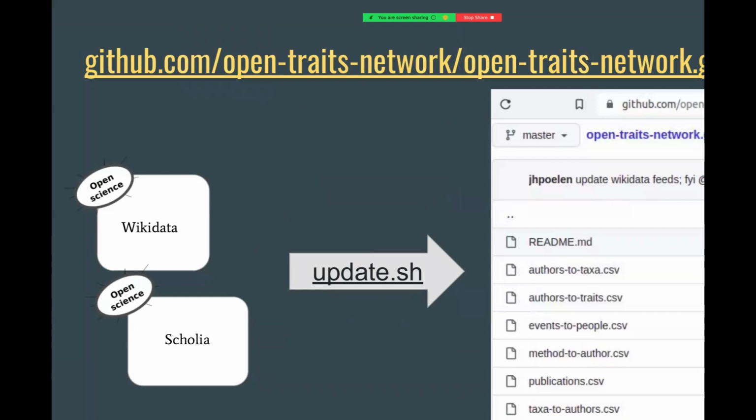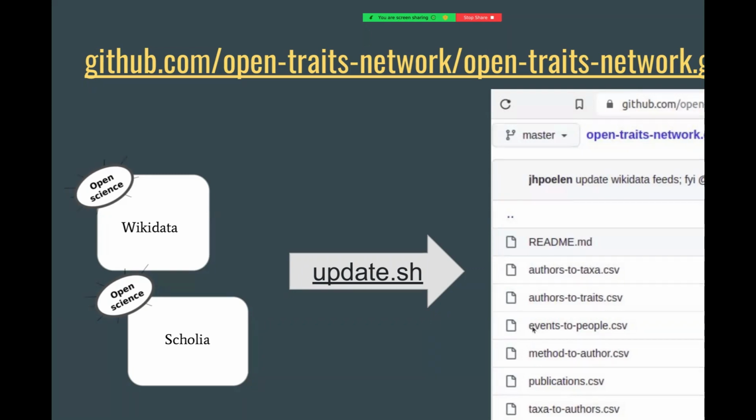So what did we do? We created a way to scan or track Wikidata and Scholia for things that are related to the Open Trade Network. So, for instance, what kind of authors are affiliated with the Open Trade Network, and what did they study? What kind of taxa or biological organisms do they study? And what kind of traits do they study, right? Leaf size, nose size, body mass, etc.